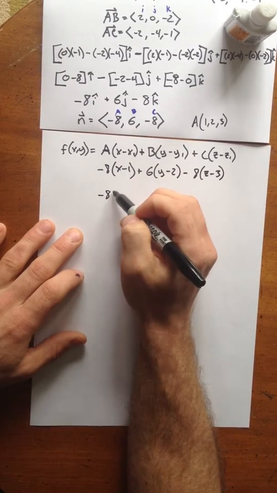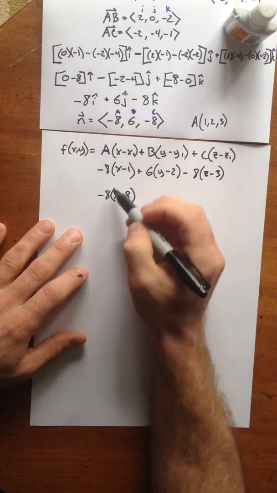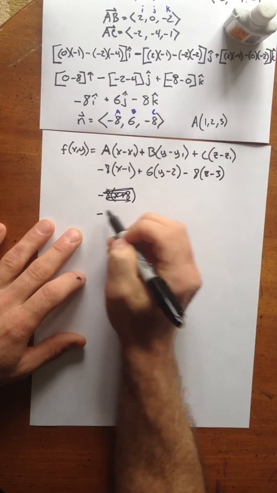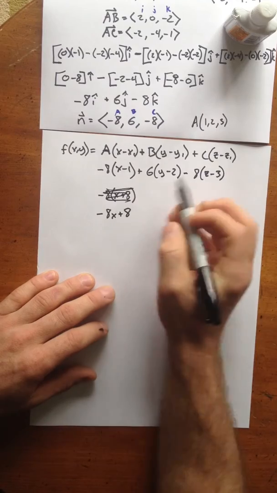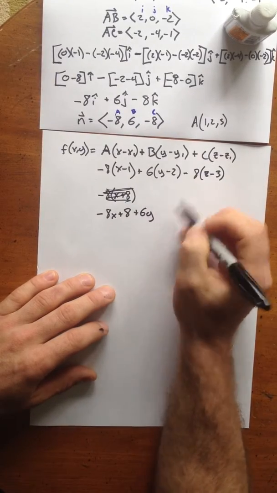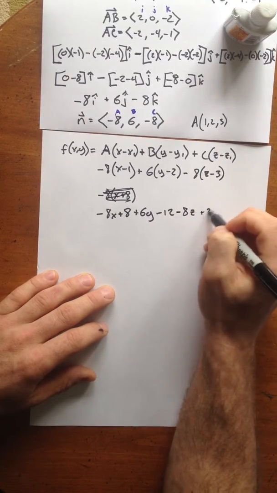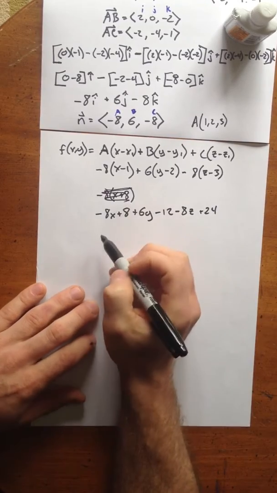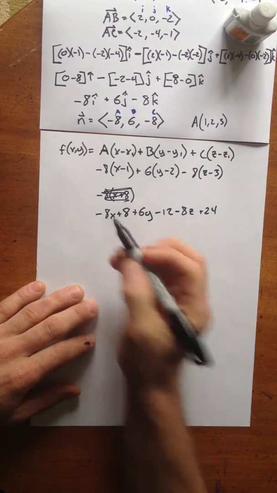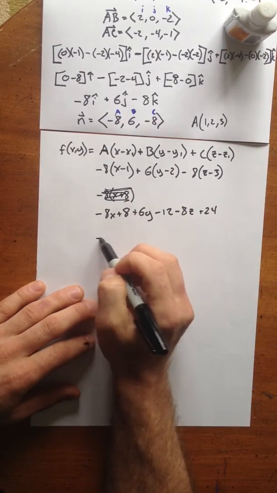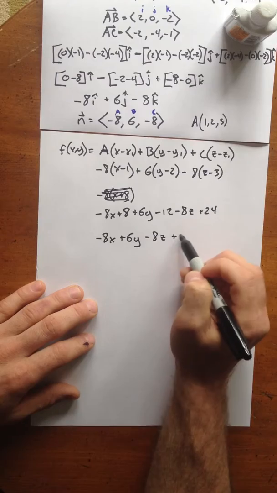Just distributing out our values. Oops, you know what? I messed that part up. I'll skip that part. Sorry about that. Negative 8x plus 8 plus 6y minus 12 minus 8z plus 24. And just a little even simpler than that. Now we'll just clean it up and we'll be practically done here. We only have one more step after that. We'll get negative 8x plus 6y minus 8z plus 20.